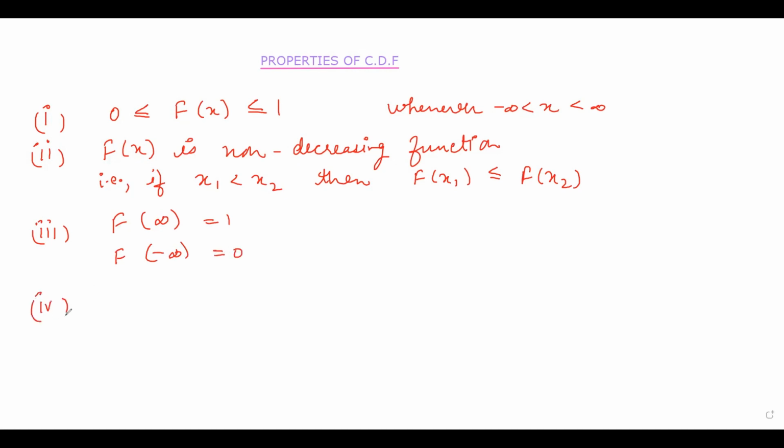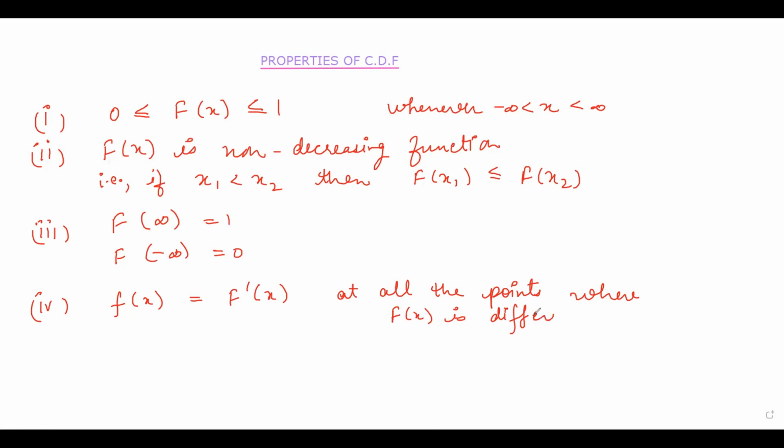The next property is that small f of x is the derivative of the CDF at all the points where our capital F of x, that is the CDF, is differentiable. So let us consider an example related to the last property, and we can expect questions from the last property as well.